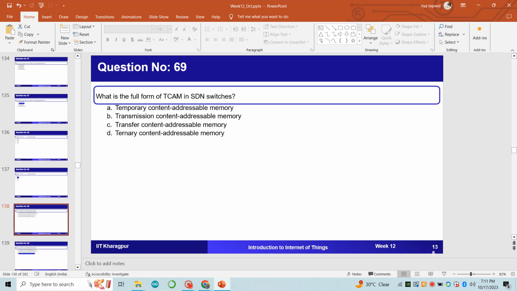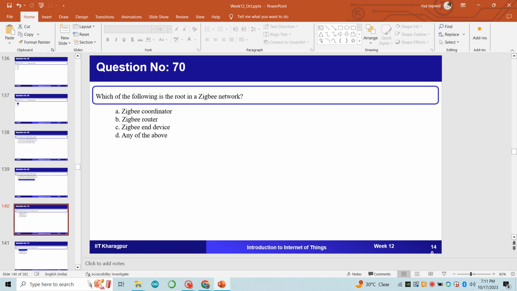Next question is, what is the full form of TCAM in SDN switches? Options are temporary content addressable memory, transmission content addressable memory, transfer content addressable memory, ternary content addressable memory. Option D, right, it's ternary content addressable memory.